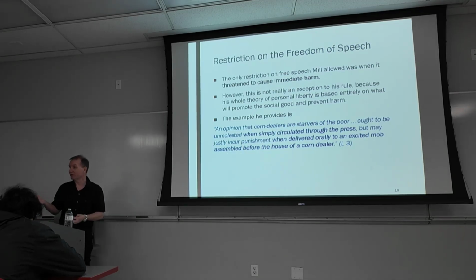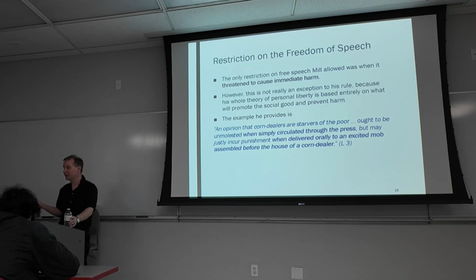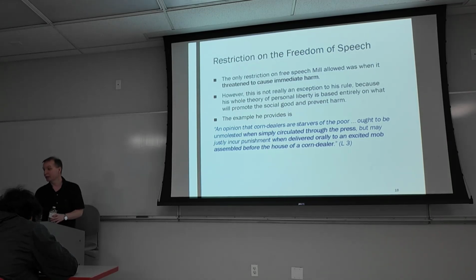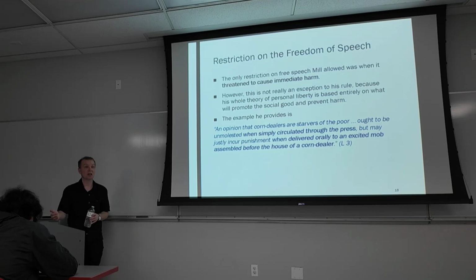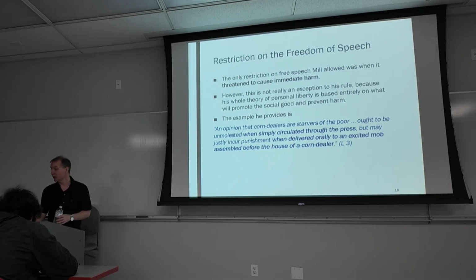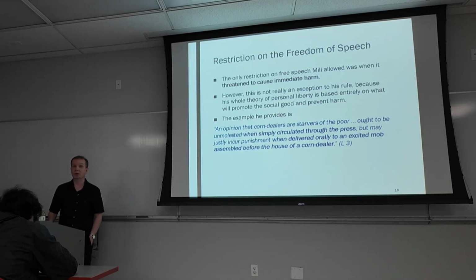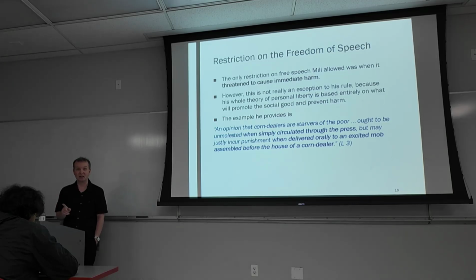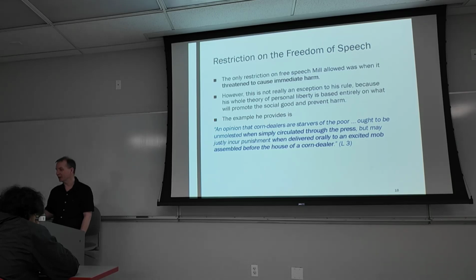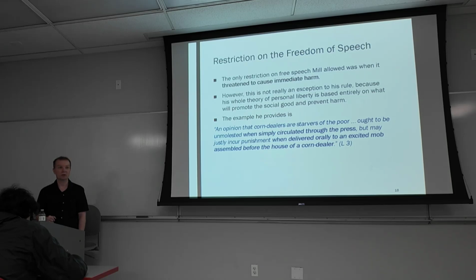So restrictions of the freedom of speech, of course, sometimes are necessary, but only when it threatens to cause immediate harm. Here's an example he gives: an opinion that corn dealers are starvers of the poor. That was very popular at the time, by the way, in England. Corn dealers are starvers of the poor, ought to be unmolested when simply circulated through the press, but may justly incur punishment when delivered orally to an excited mob assembled before the house of corn dealers.